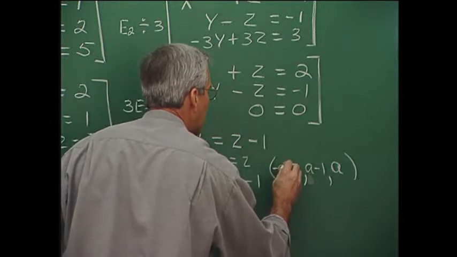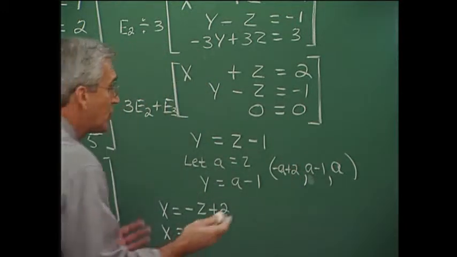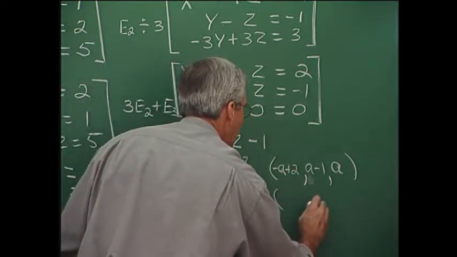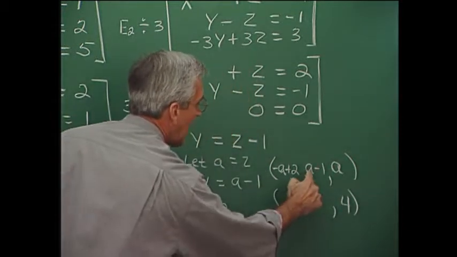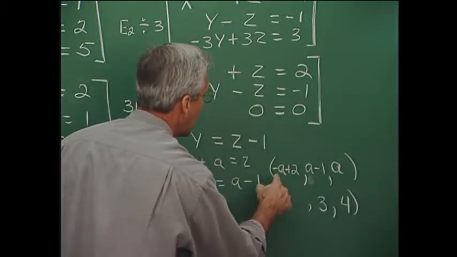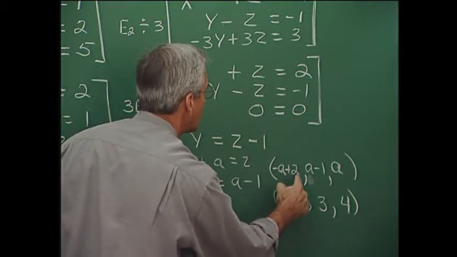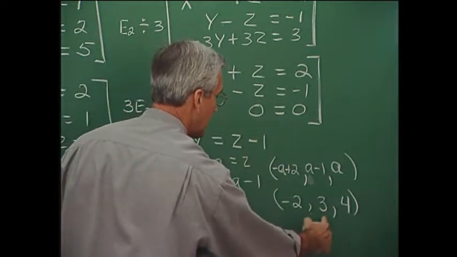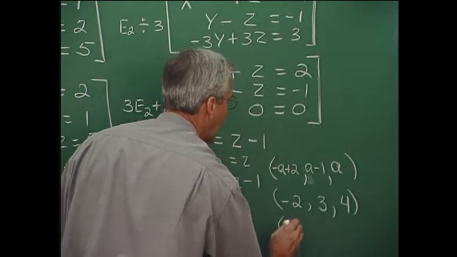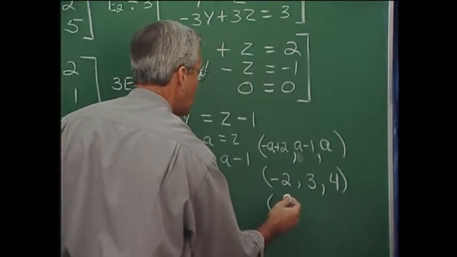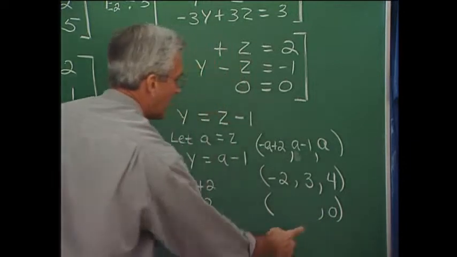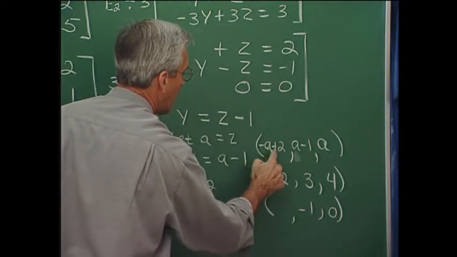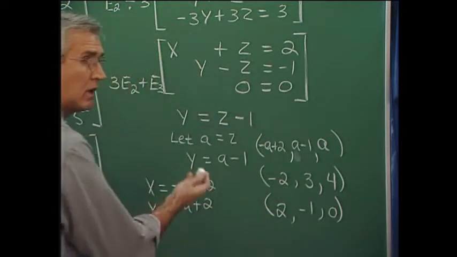Now, here's how you generate the ordered triplet for solutions. Just choose any real number for A. Let's say, 4. So if A is 4, then A minus 1 would be 4 minus 1, and minus A plus 2 would be minus 4 plus 2, which is minus 2. So one ordered triplet that solves the system is negative 2, 3, 4. Another one would be, well, let's choose a value for A like 0. So if this item is 0, then we have 0 minus 1. We have minus 0 plus 2. So this ordered triplet also solves the system.